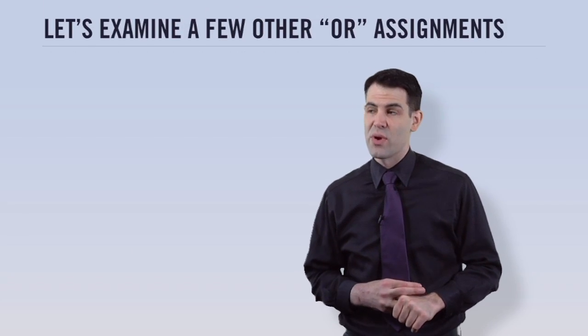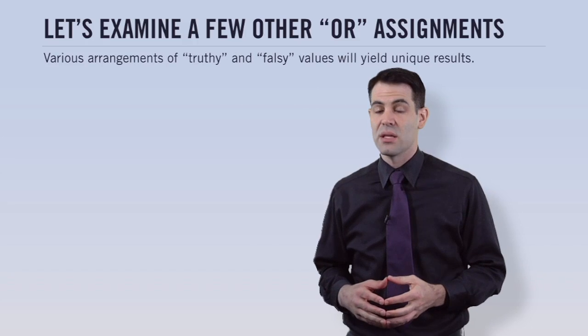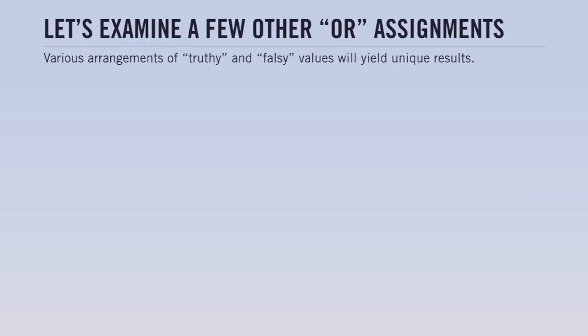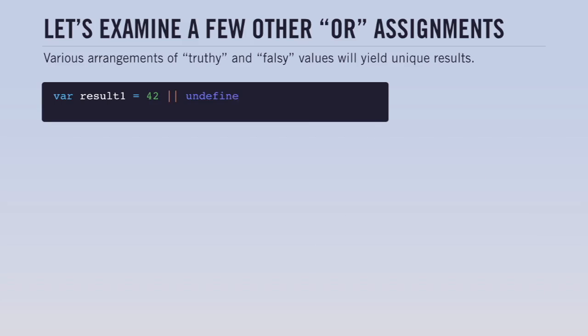To further refine our understanding of this OR operation, we're going to look at some other arrangements of truthy and falsy values just to see what they produce. So here in our first box, we've got the variable result1 getting the result of the logical assignment between 42 and undefined. Well, 42 will cause that OR operation to short circuit, and if we logged it out, we would get 42. Undefined is never examined.